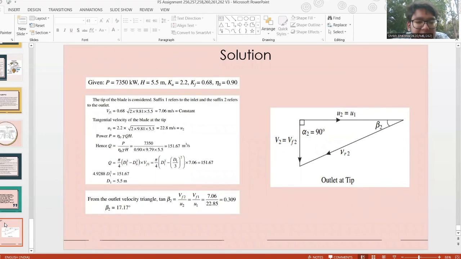Then power is calculated with the formula eta naught gamma QH, and there Q is calculated by replacing the formula. At the end, we get the value of Q as 151.67 and D is 5.5. Then with the outlet velocity triangle, we get the value of tan beta 2, which comes out to 0.309. By taking the inverse, we get the angle beta 2, which comes out to be 17.17 degrees.